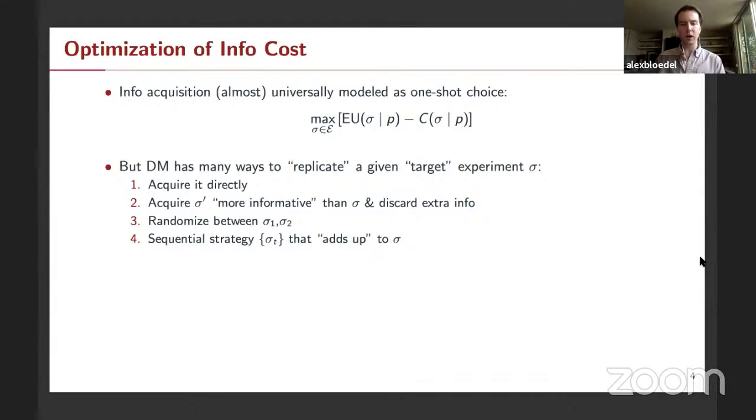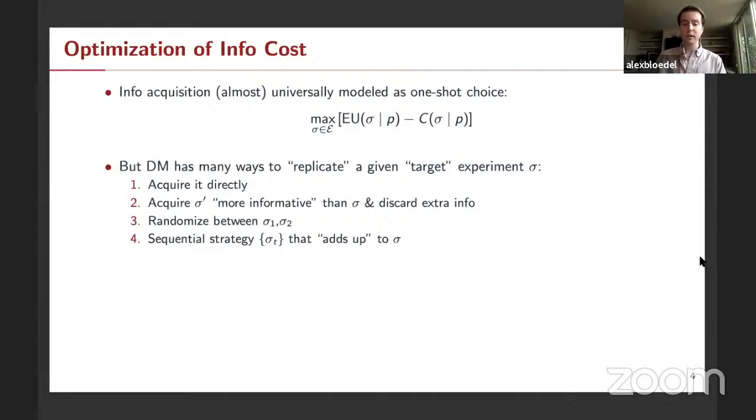In the decision problem that I described, and this is consistent with a large majority of economic applications, information choice is modeled as a one-shot decision. But in reality, decision makers, once they choose which experiment to acquire for decision-making purposes, have a lot of flexibility in choosing strategies for gathering that experiment. So surely the decision maker can acquire an experiment directly in one shot, but she can also do more. First, she could acquire a more informative experiment and then simply ignore the extra information that isn't needed for her decision. She could also engage in mixed strategies by randomizing between multiple experiments.